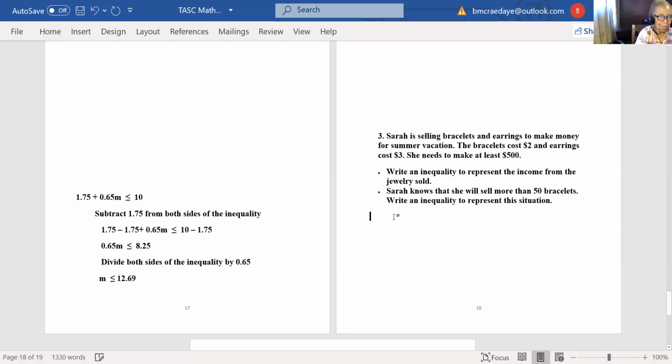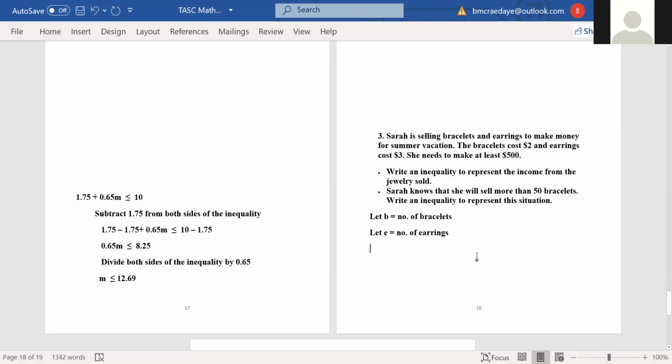Now, you can let B equal what? The number of bracelets. That's right. And that means let E equal the number of earrings. So tell me the inequality. What would it look like?